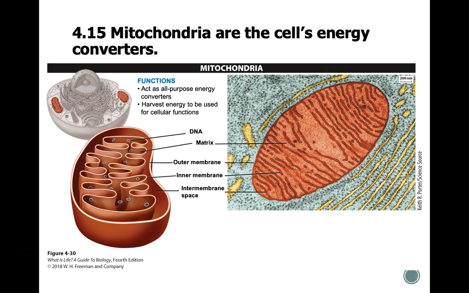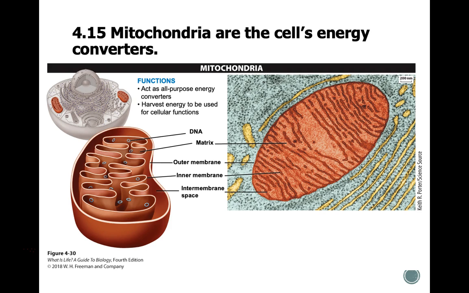Now that we have talked about the cytoskeleton and the cytoplasm, which is sort of our support system for all of the components of the cell, we can start talking about some of the other organelles. Mitochondria are really important organelles because they are the site of energy conversion. They take energy from the food we eat.